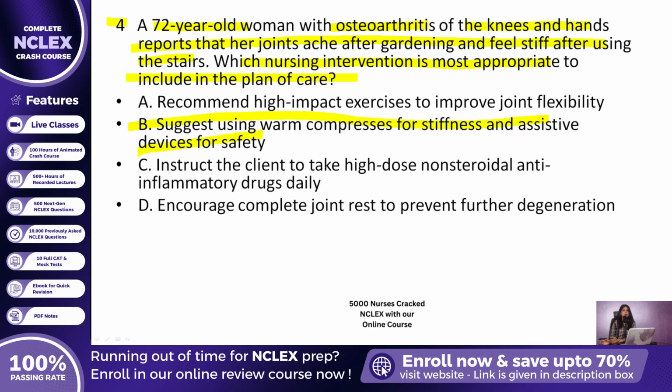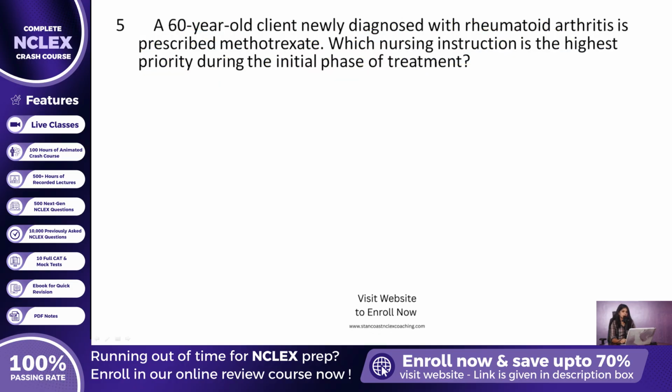Now let's move into pharmacology, where rheumatoid arthritis meets its frontline medication, methotrexate. Question number 5. A 60-year-old client newly diagnosed with rheumatoid arthritis is prescribed methotrexate. Which nursing instruction is the highest priority during the initial phase of treatment? Here are your option choices.